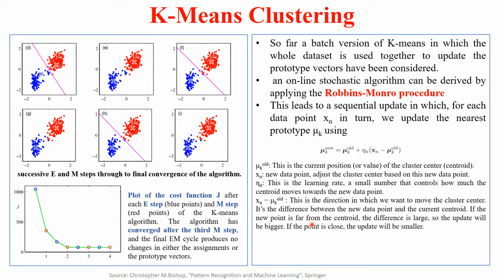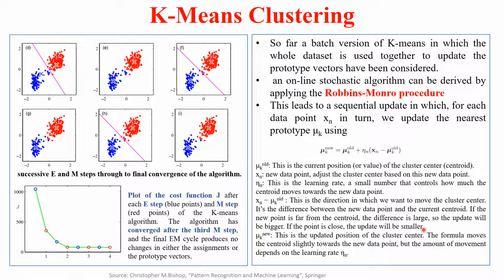If the new data point is far from the centroid, the difference is going to be large, so in turn the update will be bigger. In case the point is close, the update is going to be smaller. This mu k new is the updated position of the cluster center. The formula moves the centroid slightly towards the new data point, but the amount of movement depends on the learning rate.